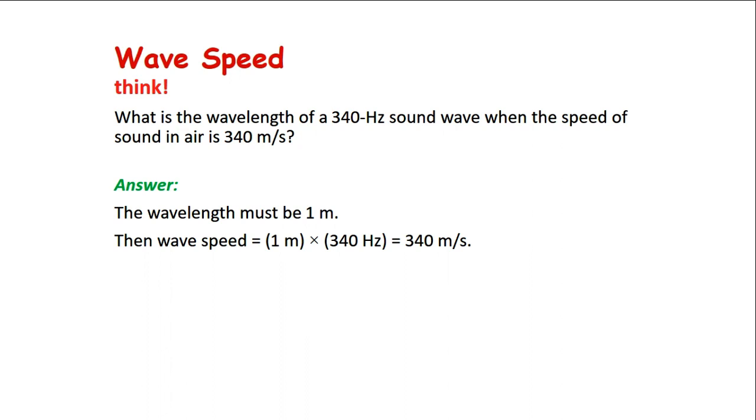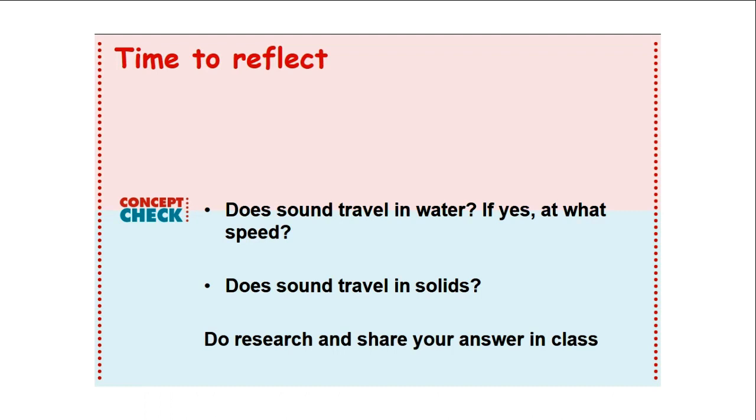The wavelength should be 1 meter. Why? Because if lambda, the wavelength, is 1 meter and the frequency is 340, if you multiply them, you should get the speed. So 1 times 340 hertz equals 340 meters per second. This is the end of our part.